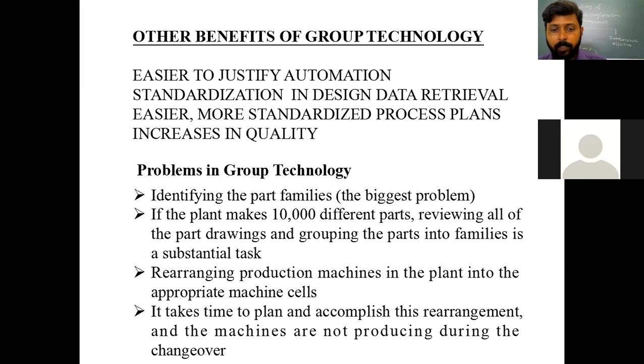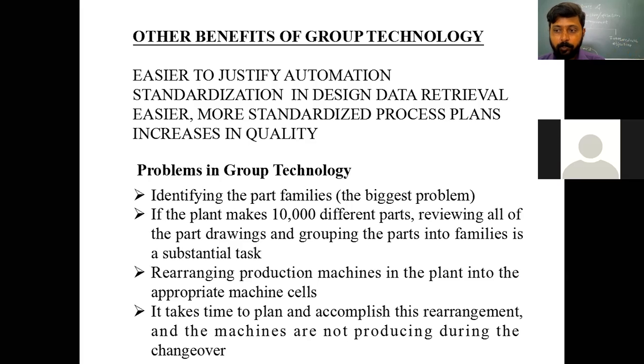Okay, then we have to rearrange production machines in the plant into the appropriate machine cells. What is a machine cell, that I will tell in a later part. There is a diagrammatical representation of a machine cell, and you will get to know how this rearrangement of production machines works. What are production machines? The lathe machine, milling machine, drilling machine, everything that you put into the production part of your product, that is called a production machine. So you have to rearrange these machines according to the requirements.